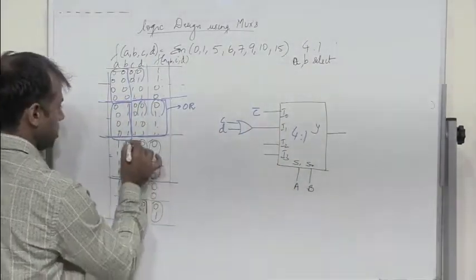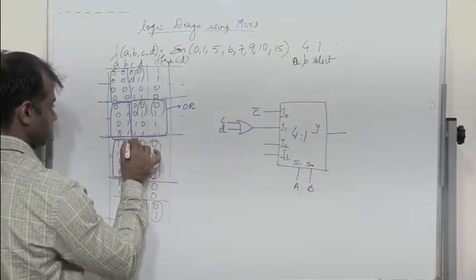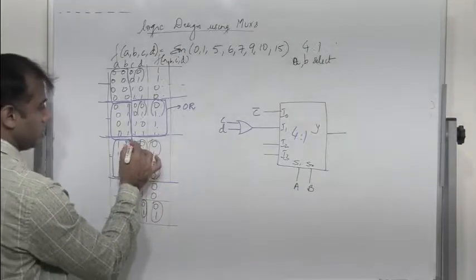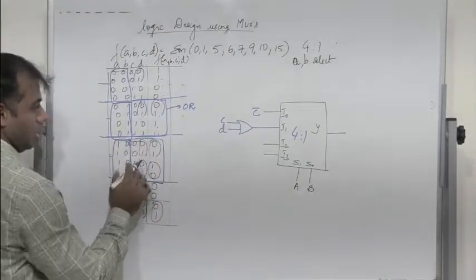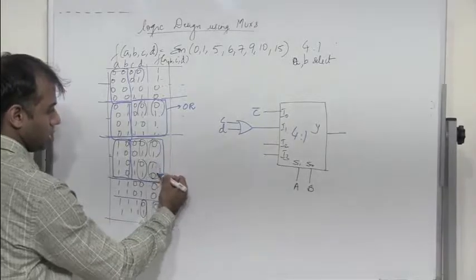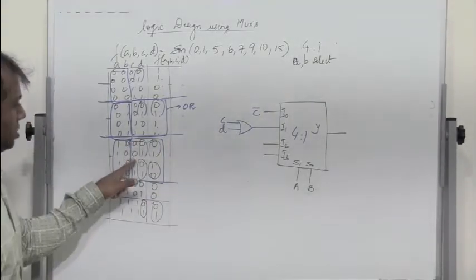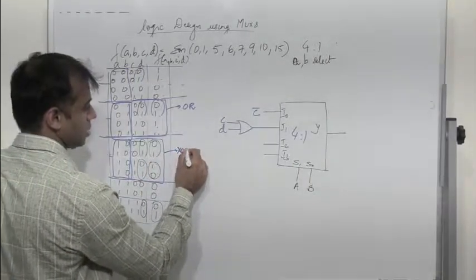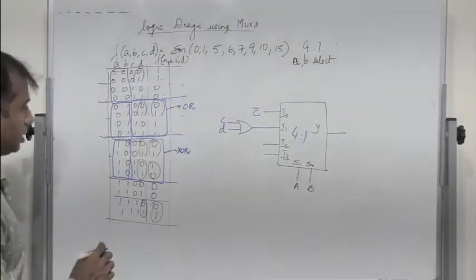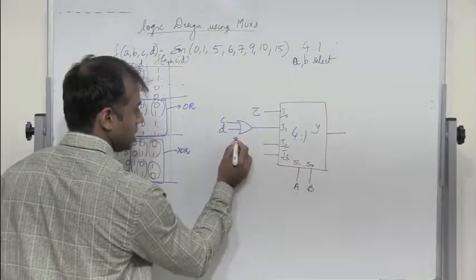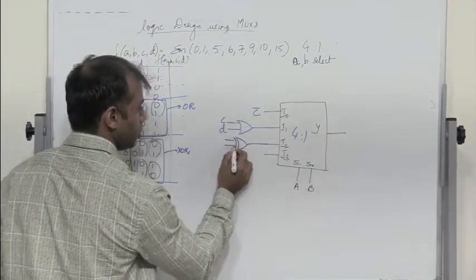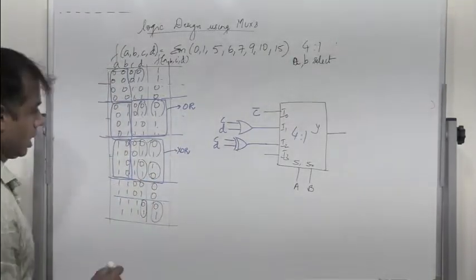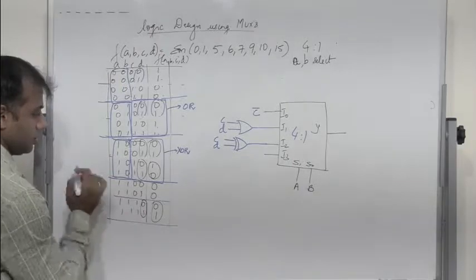Now, when AB is 1, 0, we need to observe these four. So you get 0, 1, 1, 0 for CD of 0, 0, 0, 1, 1, 0, 1, 1. So what does this represent? This represents exclusive OR, XOR, isn't it? Right? So connect C and D to a two input XOR gate to get this.